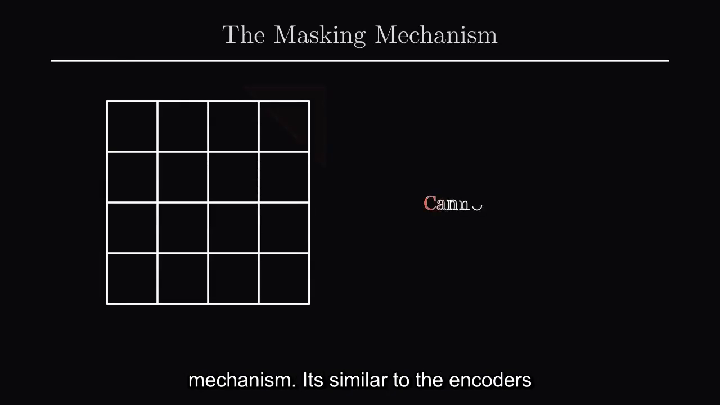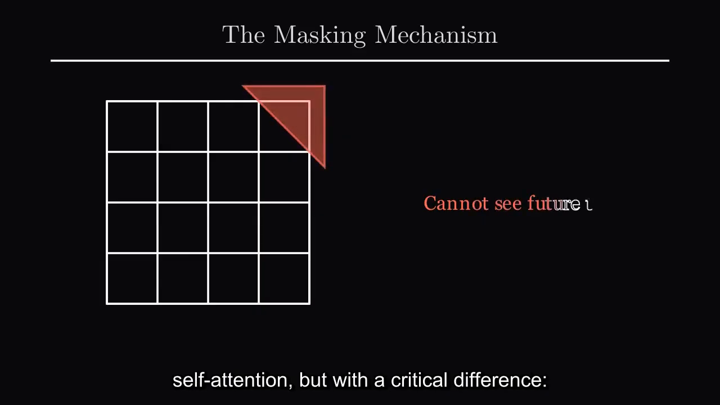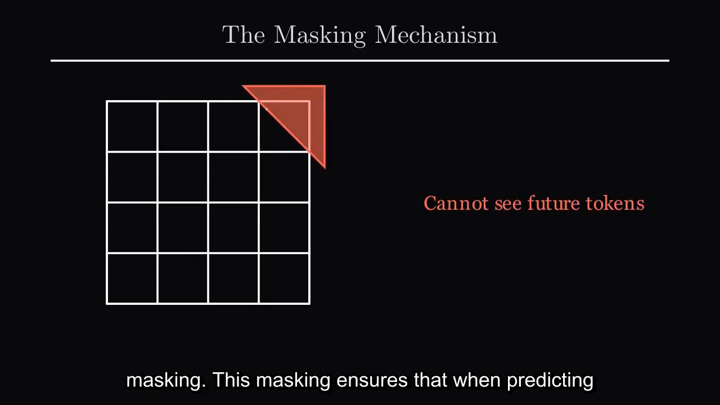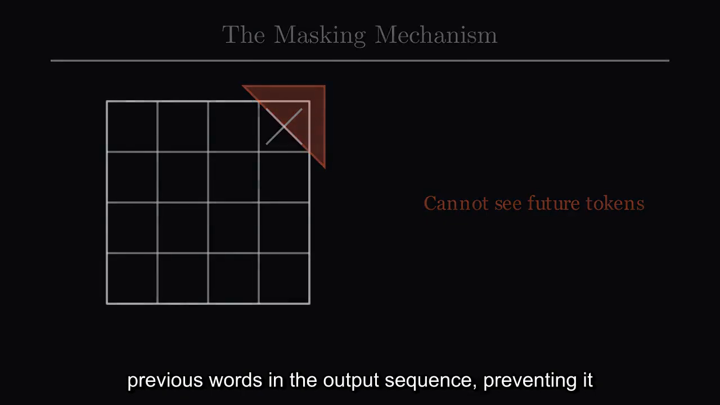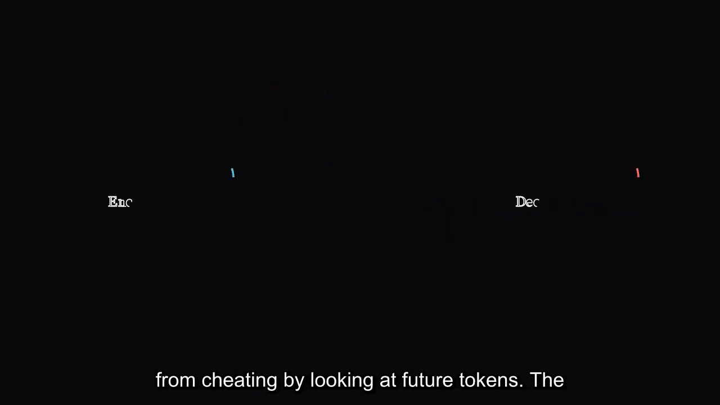The first sublayer in the decoder is a masked multi-head self-attention mechanism. It's similar to the encoder's self-attention, but with a critical difference: masking. This masking ensures that when predicting the next word, the decoder can only attend to previous words in the output sequence, preventing it from cheating by looking at future tokens.